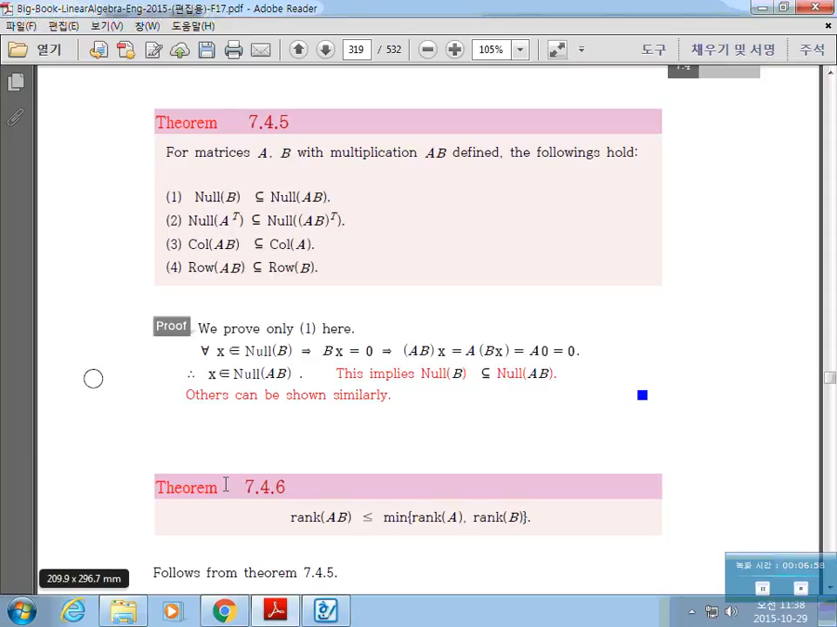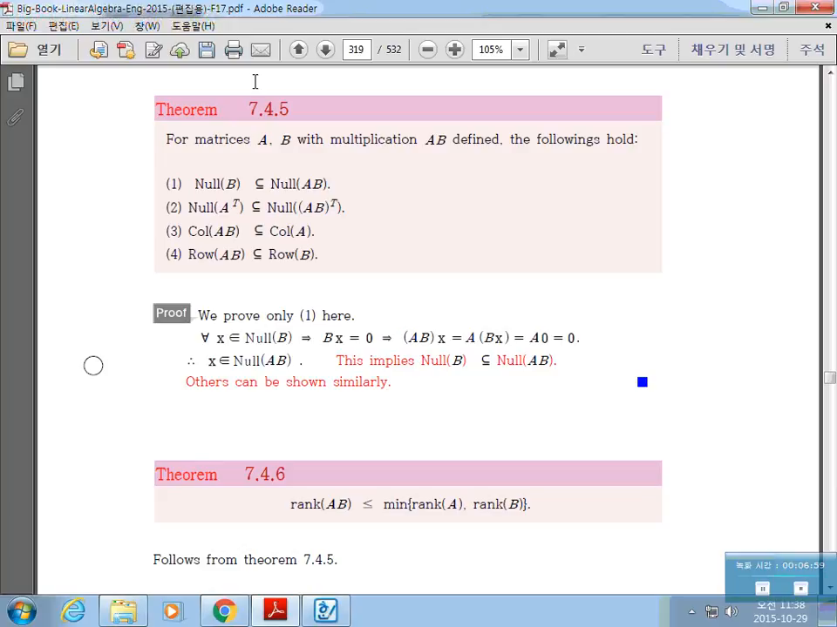Okay. And for theorem 5, for matrices A and B with multiplication AB defined, the following hold. The null space of B is a subset of the null space of AB. The null space of A transpose is a subset of the null space of (AB) transpose, and the column space of AB is a subset of the column space of A. The row space of AB is a subset of the row space of B.